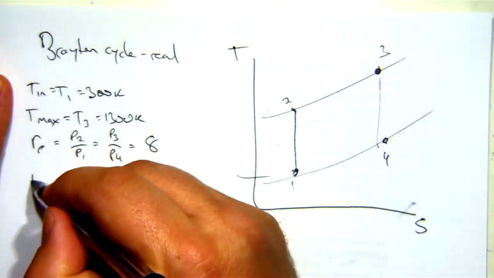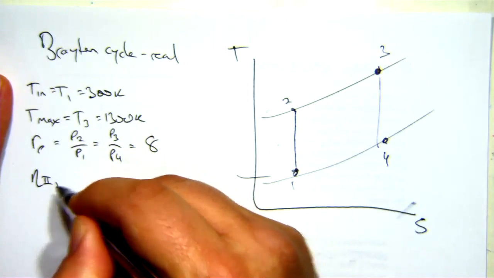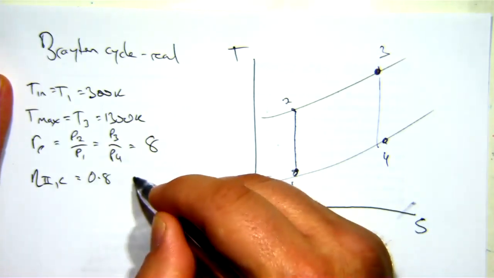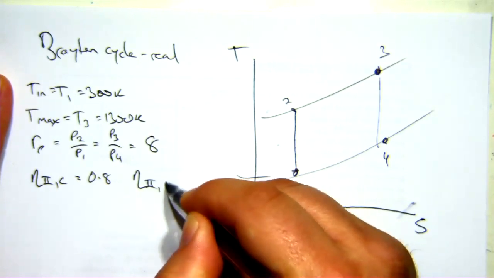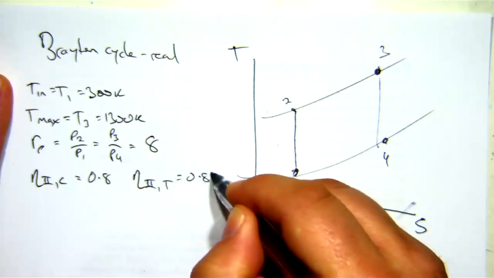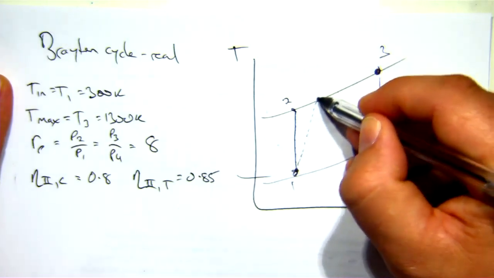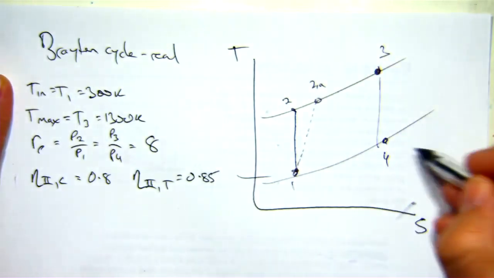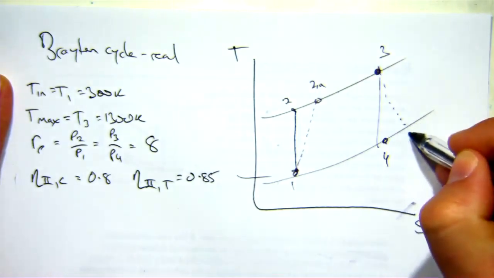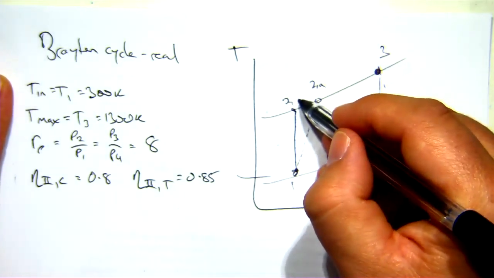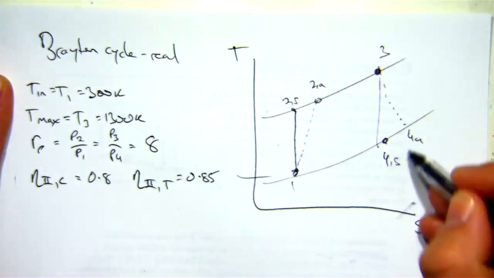And I've been given the compressor efficiency of 0.8 and the turbine efficiency of 0.85. So as I write these down, I better put on a 2A and a 4A. And as soon as I start writing down A's, I tend to write down S as well to remind me.